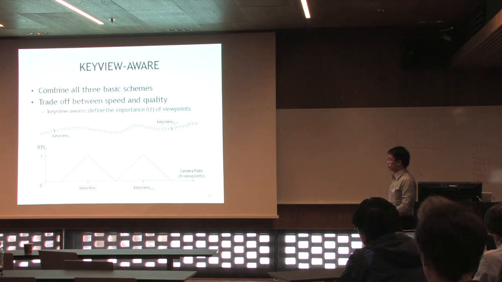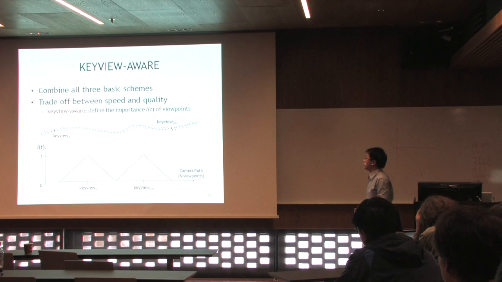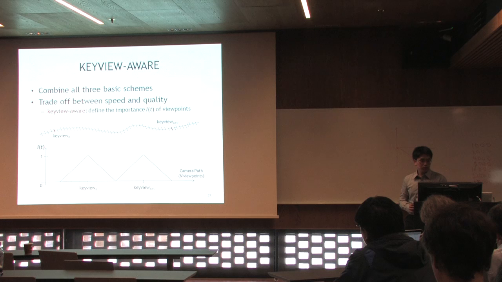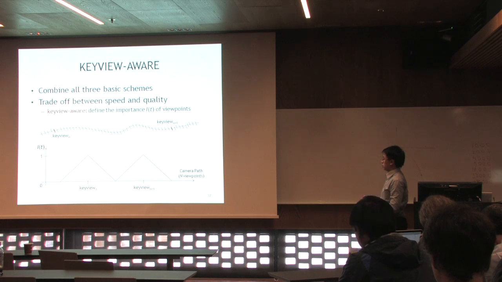The importance of the viewpoints: we set the importance to one at the key views and zero at the midpoint between two neighboring key views. For other viewpoints, we interpolate between one and zero.